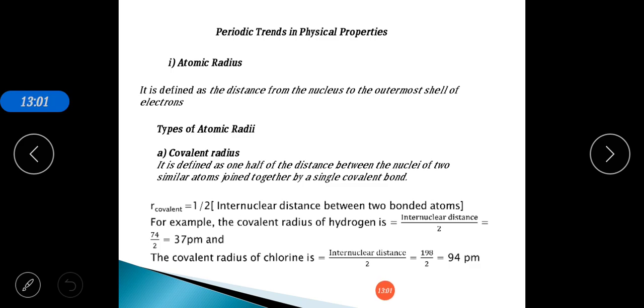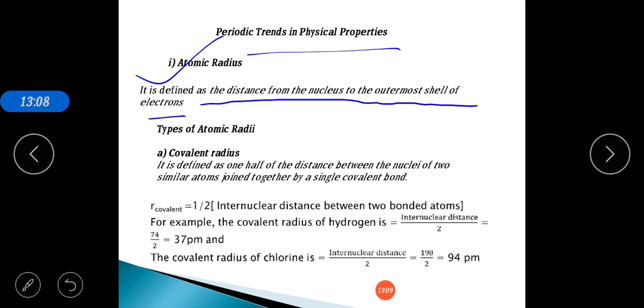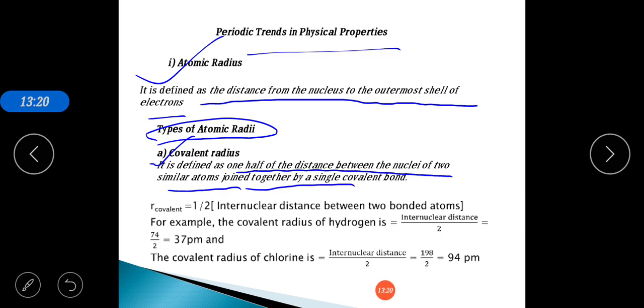Periodic trends in physical properties. Atomic radius. It is defined as the distance from the nucleus to the outermost shell of electrons. Types of atomic radii. Covalent radius. It is defined as one half of the distance between the nuclei of two similar atoms joined together by a single covalent bond.